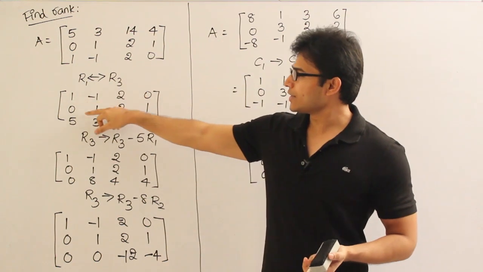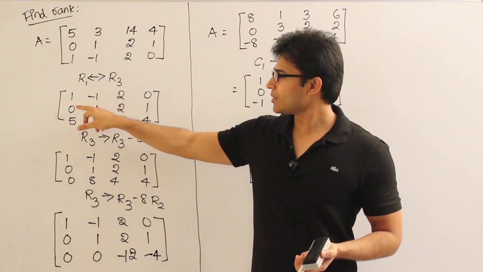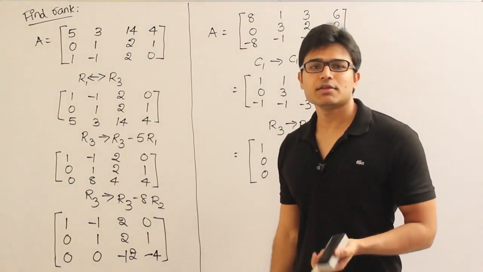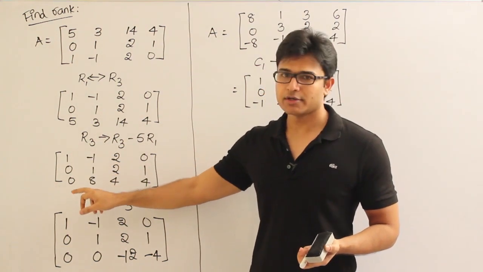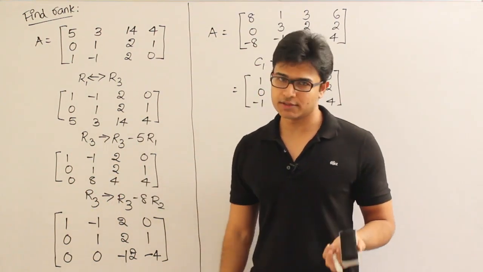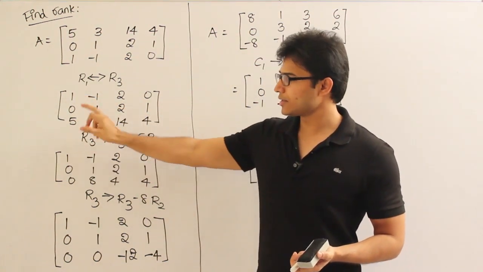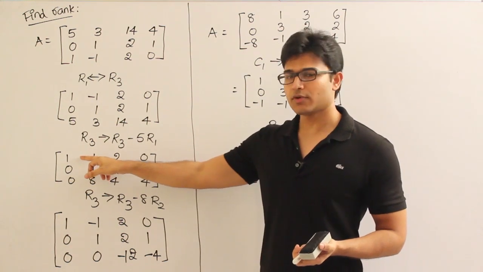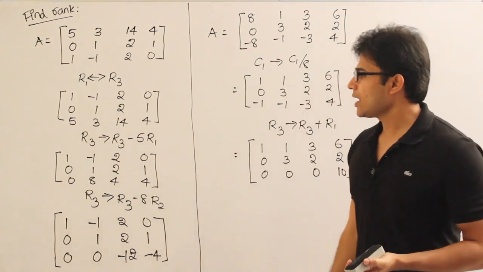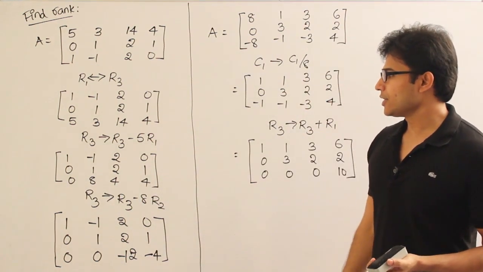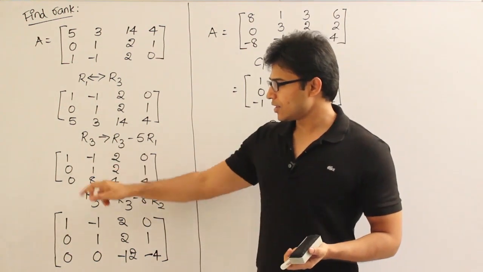Now see this. After exchanging it, I am going to multiply row 1 with 5 and subtract it from row 3. The reason I am doing this is, once I multiply this one with 5 and subtract it from here, the first element is going to be 0. That is the reason. So I'll be multiplying this one with 5 and subtracting it from row 3. Then what do we get here? 0. Right.